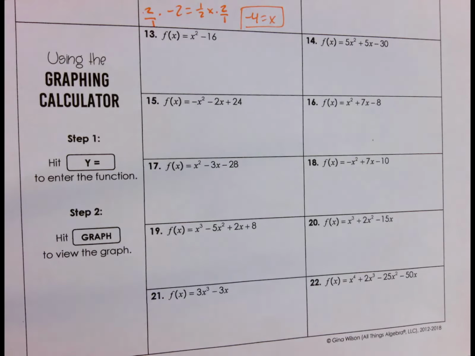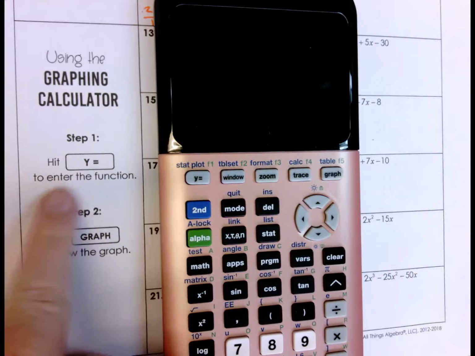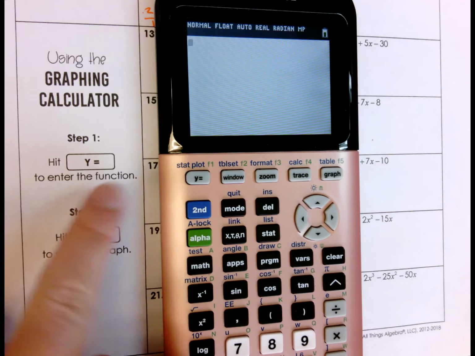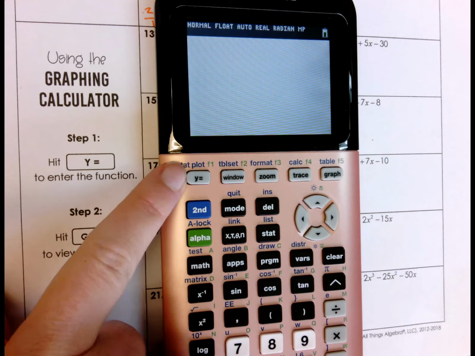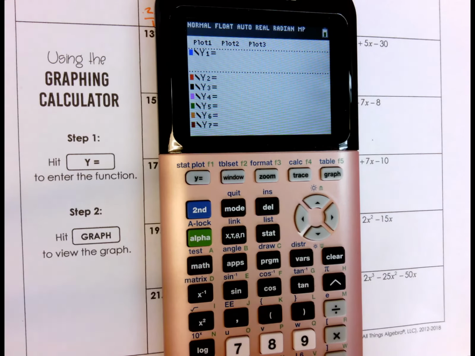For those of you who are going to be in the classroom with me, you will have access to a graphing calculator. Okay, so here's our graphing calculator. So step one, once we turn it on, you're going to hit the y equals button. That's this button at the very top here. So you hit y equals. Okay, whatever's in there, you just clear it out.